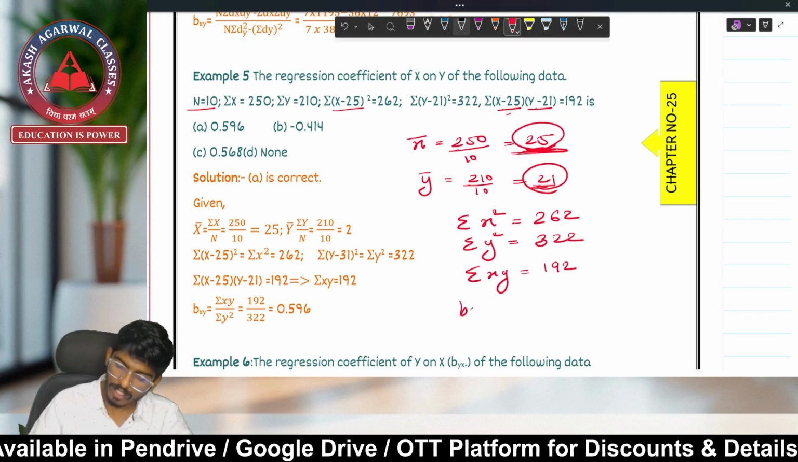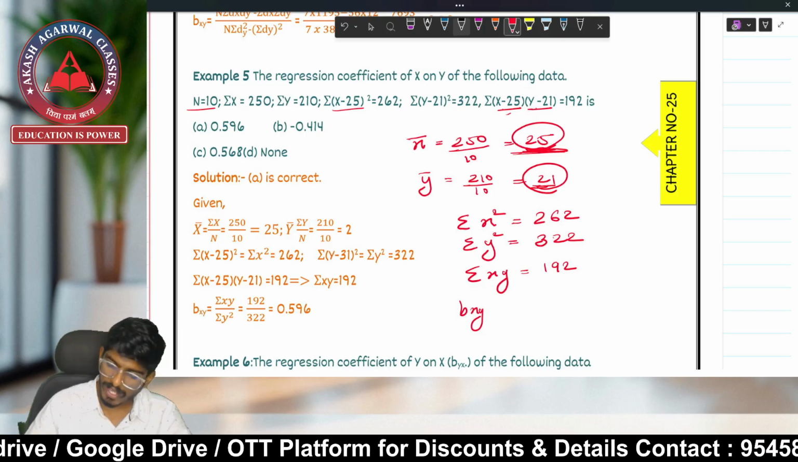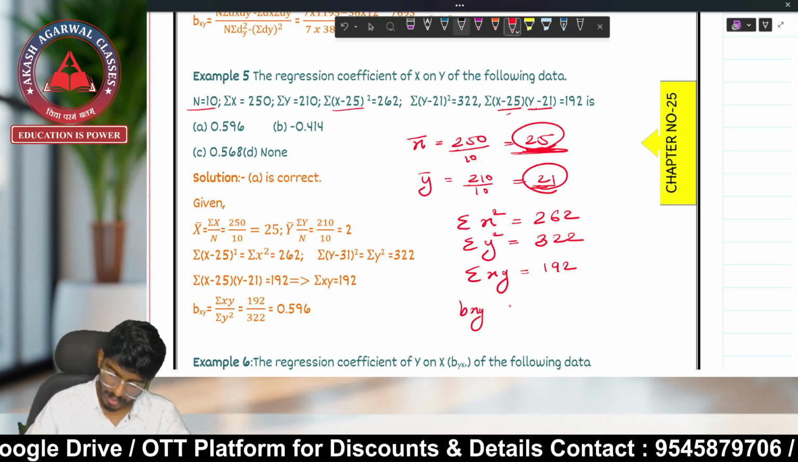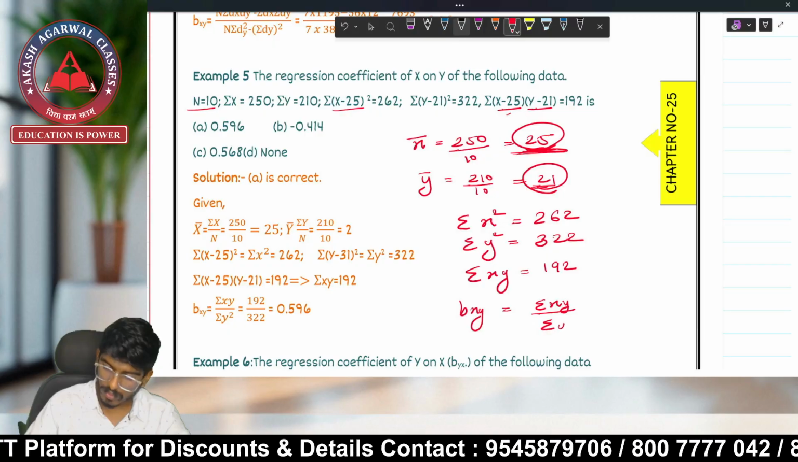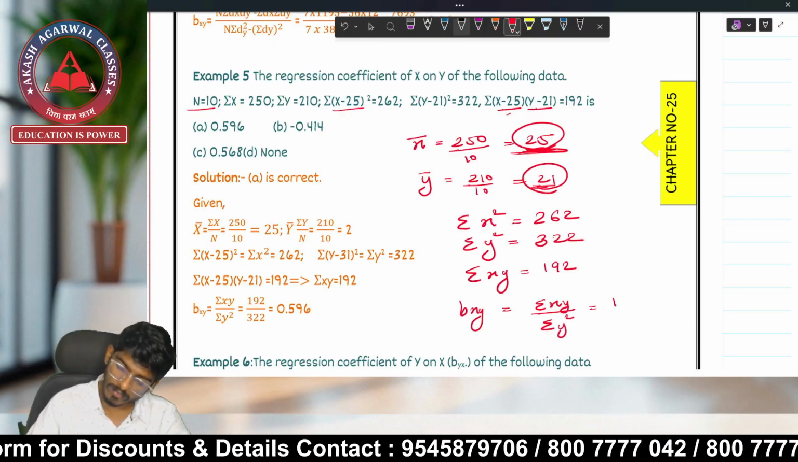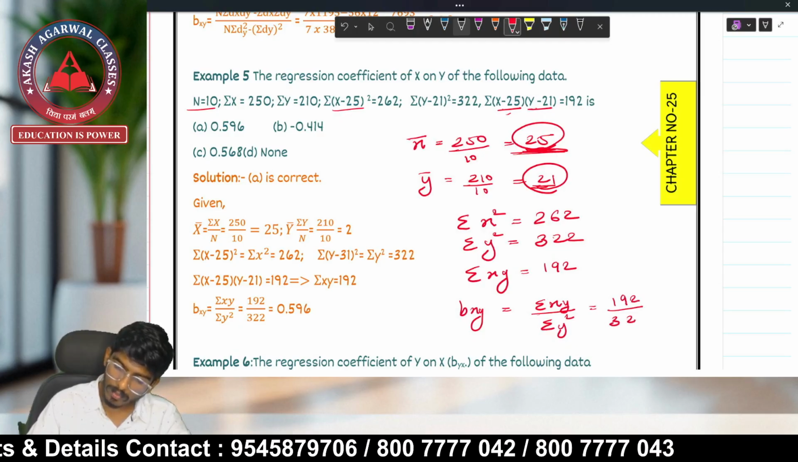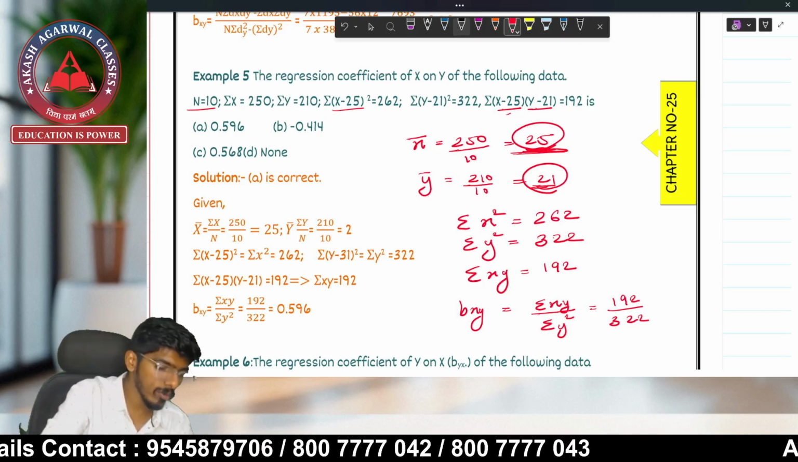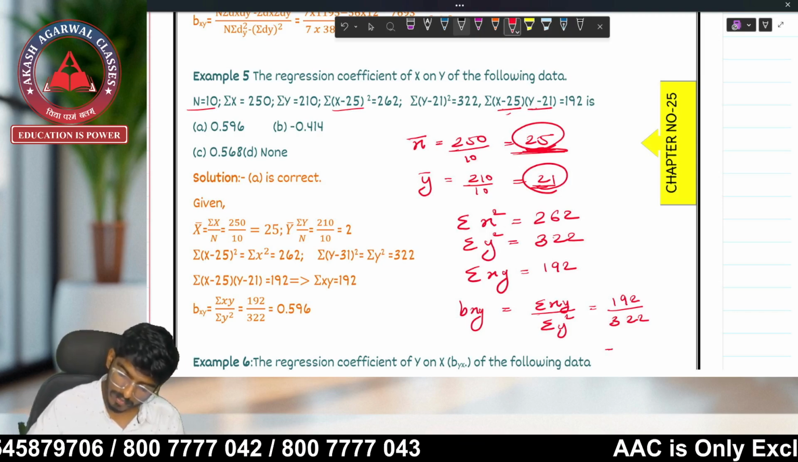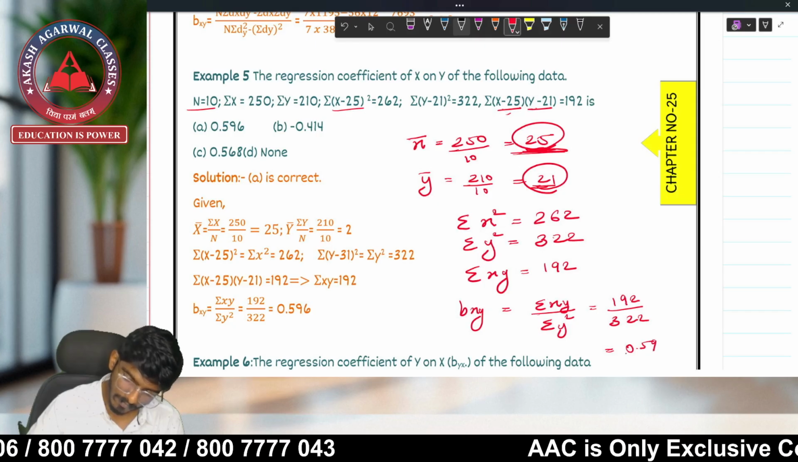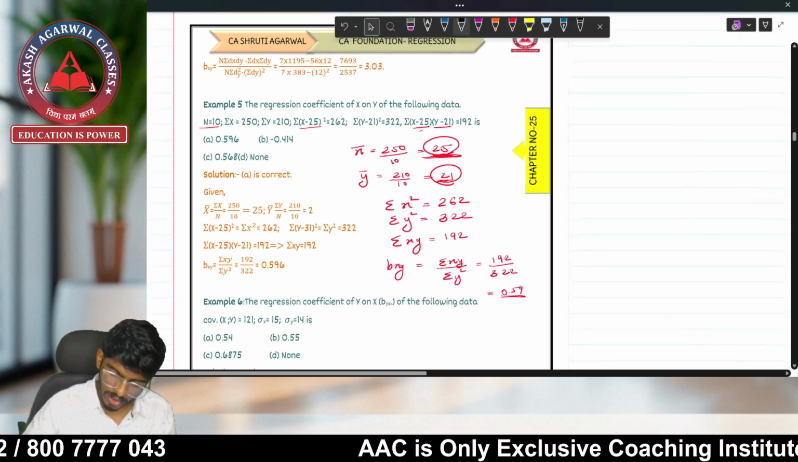And now let's solve the question by our formula. We have summation of xy, we have x square, we have y square, we have everything that we need. So now b is going to be summation of xy upon summation of y square. The summation of xy is 192 upon y square is 322. So when we solve this, it is going to be 192 divided by 322. This is going to be 0.59627, something like that.